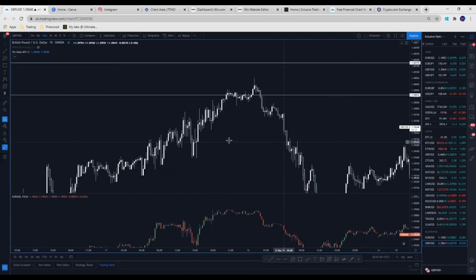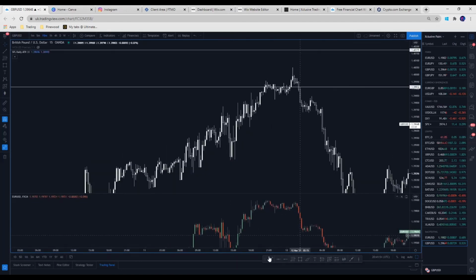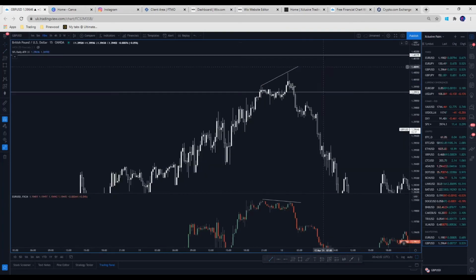Okay, there's sort of one. It's not great, but there is sort of one. You can see we're sort of stagnant up here, and we do make a lower high, whereas within the 15-minute order block on cable, we actually make a higher high. Again, that's a bearish divergence.